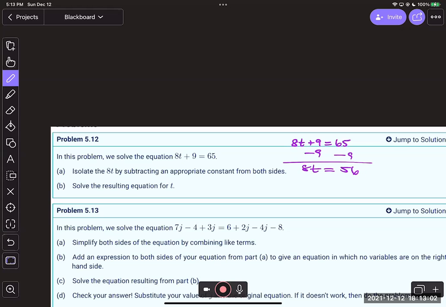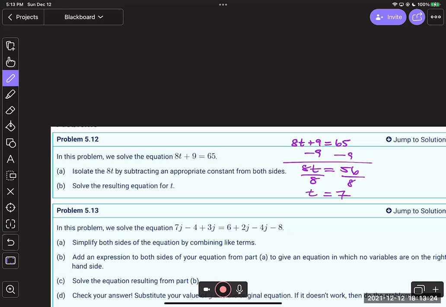Then you do 8t divided by 8, and then since you're doing it to that side, you have to do that to the other side, and the left side would become t, and the right side would become 7. That's exactly it. Equals 7. 100% it.